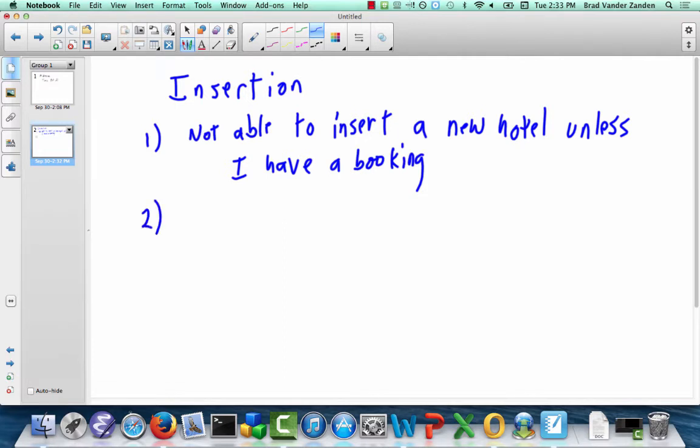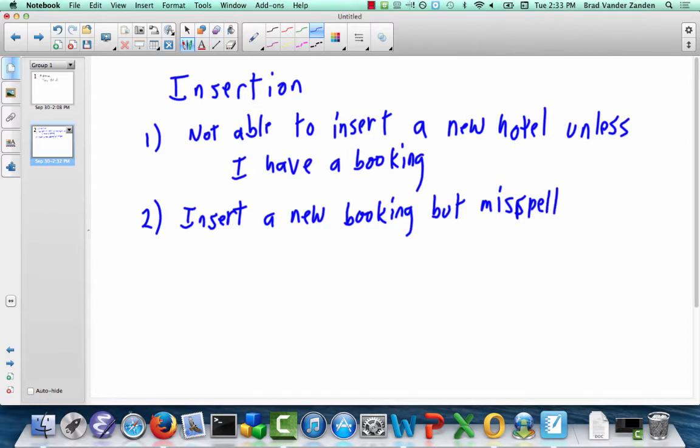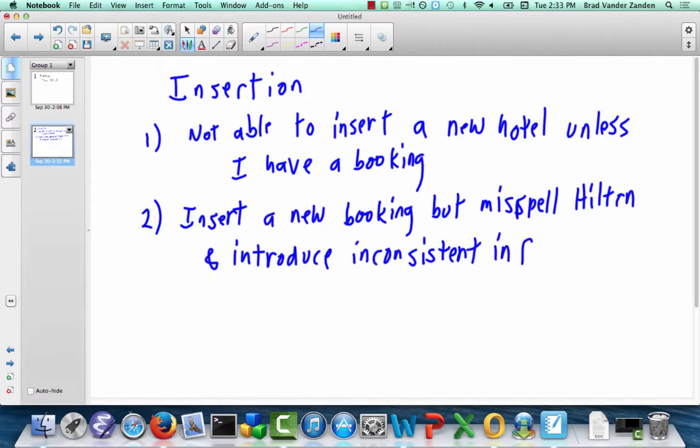And the second thing would be, an example of an insertion anomaly is you insert a new booking but misspell Hilton and hence introduce inconsistent information. Okay, and again, it doesn't have to be you misspell Hilton. The example could be you give the wrong price for the room, or you give the wrong type for the room, or you misspell the guest name. When I say example, I want a specific example of what's happening. Okay?